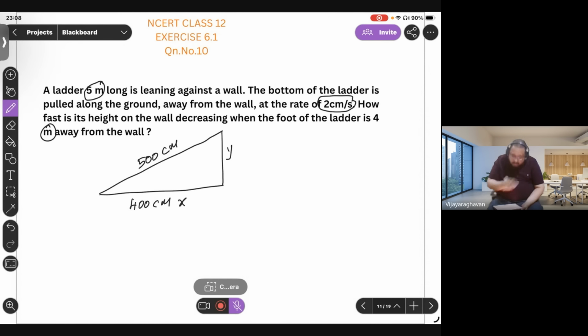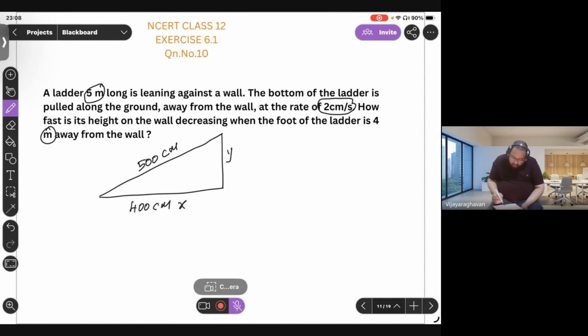What other information do we have? We have the rate of change, dx/dt, equals 2 centimeters per second. All these things are given. So what will be y?